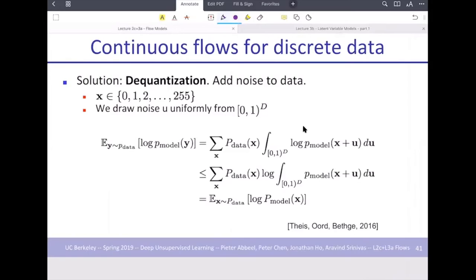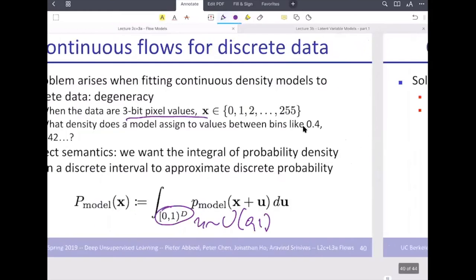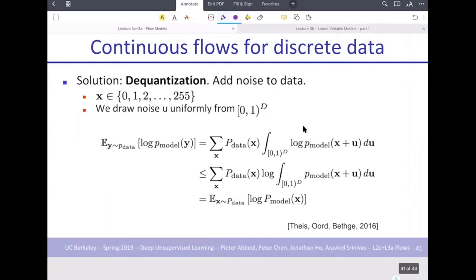This is actually very familiar because this sort of dequantization is also used in variational dequantization, which will be covered hopefully next week. I hope it's the same idea. I'm not very sure, because both of them are dequantization. Right, so this is uniform dequantization. We just add noise uniformly, and that sort of solves the problem.